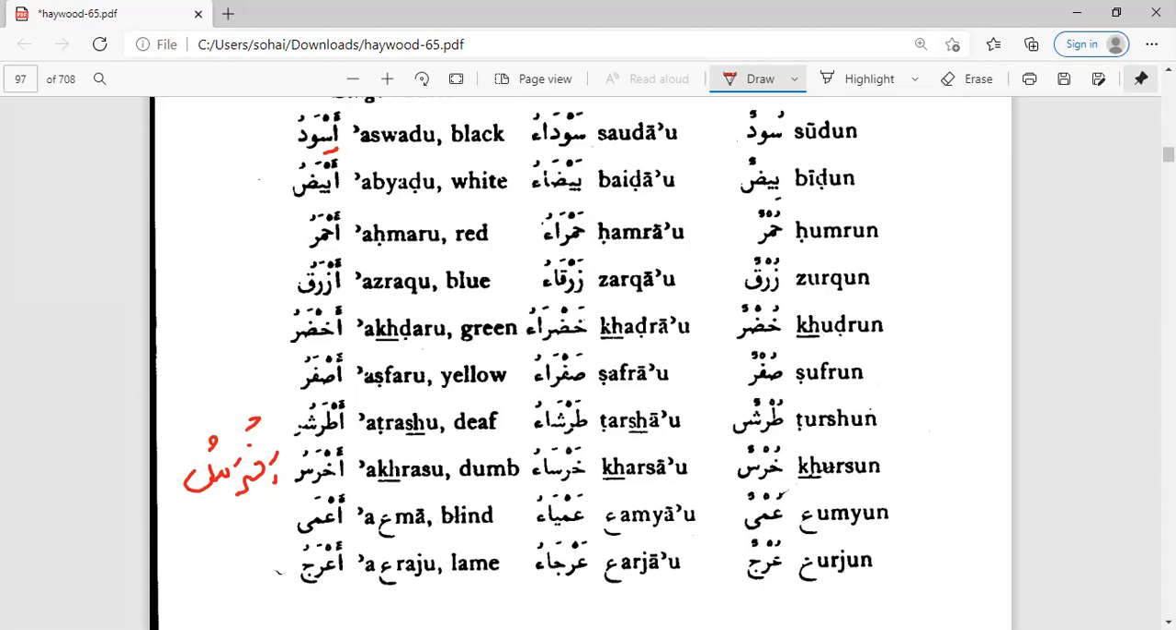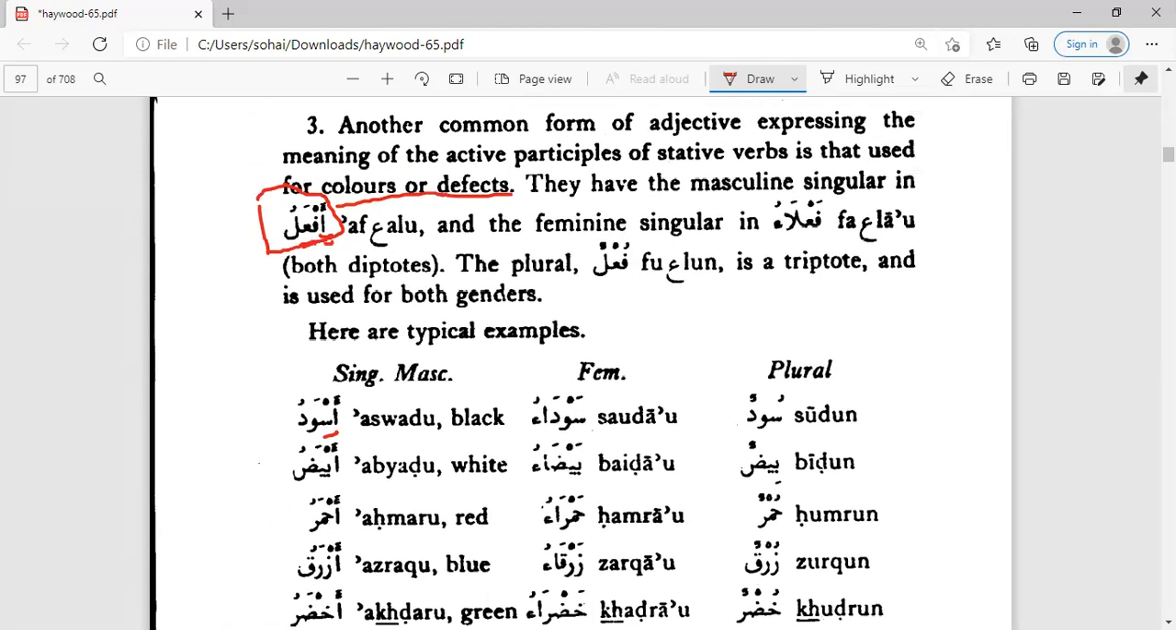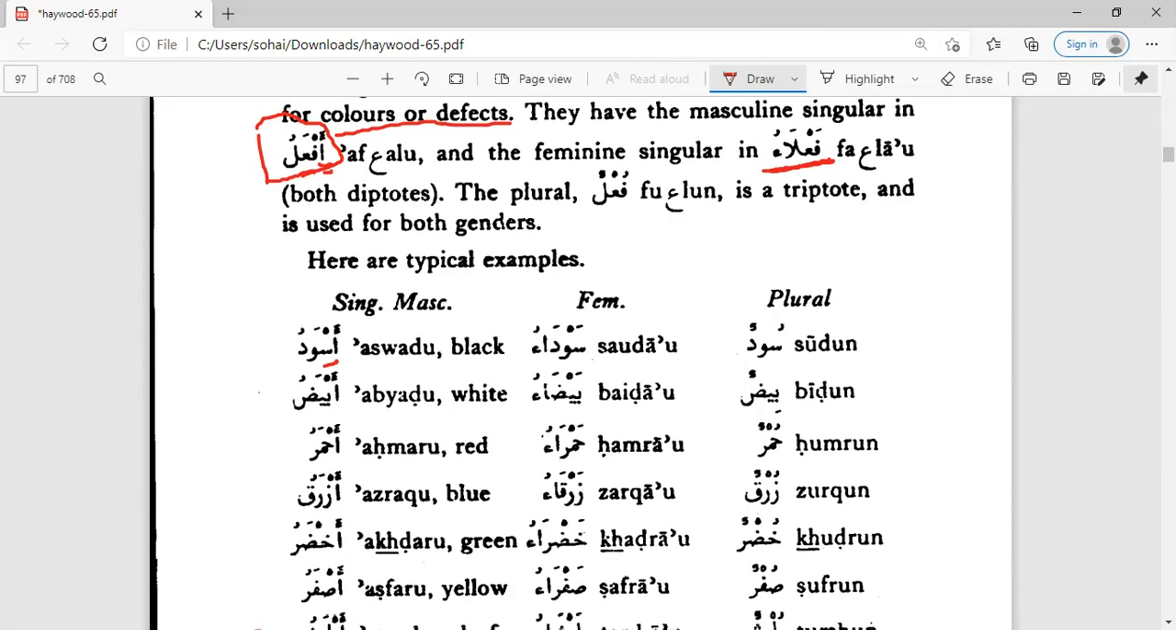The PDF is not very clear. A'ma is blind. Because we can't say a'mayu, when this happens, we can't put dhamma on the ya. It's just for written purposes, so it becomes a'ma. Besides blind, a'raju means lame. That's for masculine. For feminine, we have the scale fa'la'u. So we're just adding a'u at the end. So aswadu becomes sawda'u. So alif and hamza at the end, sawda'u.